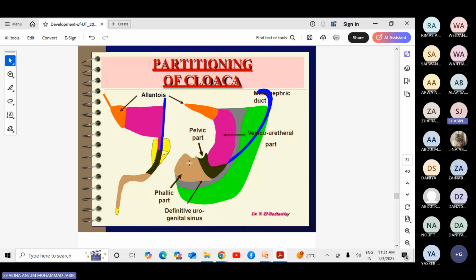So now again, if we see, this part has become the urinary bladder. And also it is giving the upper part of the prostatic urethra. But in female, the whole of the urethra will be formed by the vesico-urethral part. Then this is the definitive urogenital sinus. So this is the pelvic part, which is giving the lower part of the prostatic urethra and the membranous urethra, and this is the phallic part of the urethra.